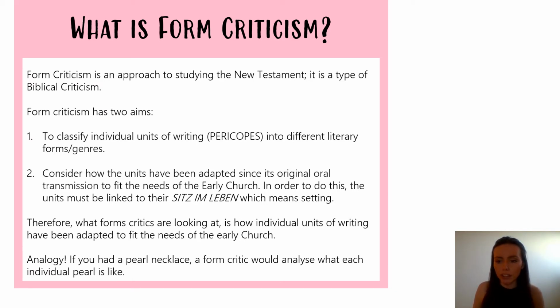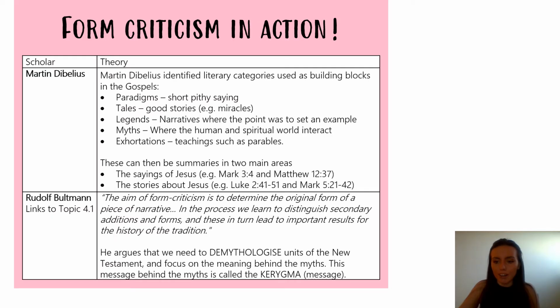And if you've been watching some of my other videos, for example, the one on source criticism, if you take the analogy of a pearl necklace again, a form critic would analyse what each individual pearl is like. On to form criticism in action then. I'm going to look at two examples, but do remember there are many more that you could use.